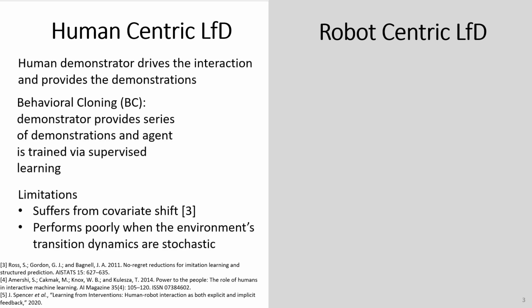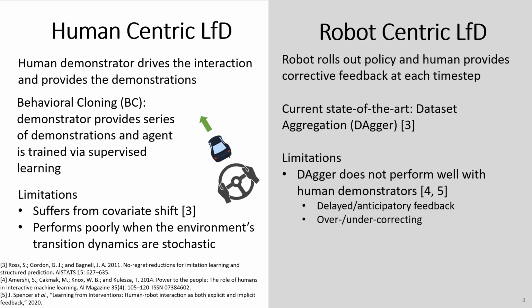Learning from demonstration can be broken down into two main types, human-centric LFD and robot-centric LFD. In human-centric LFD, the human is in control and demonstrates the task to the robot. An example of human-centric LFD is behavioral cloning, in which the demonstrator provides a series of demonstrations and the agent learns via supervised learning. While human-centric LFD is intuitive to the user, it suffers from covariate shift problems and performs poorly in stochastic environments. Robot-centric LFD attempts to overcome the covariate shift problem.